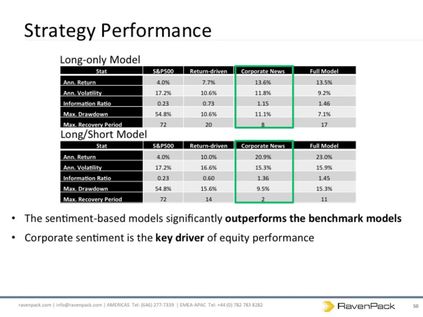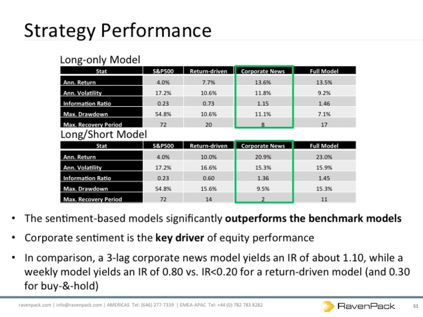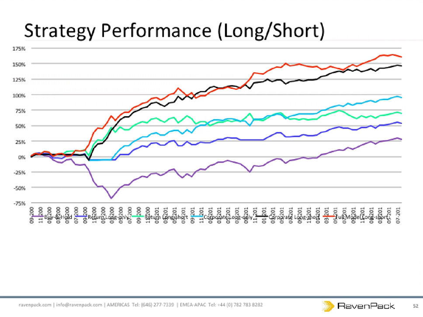Generally, we find that the macro indicators add most value on the monthly horizon and when including longer lag periods. In contrast, corporate sentiment shows similar performance in a 3-lag model with an information ratio of 1.10 and also seems to hold predictive value on the weekly horizon with information ratios of 0.8 in comparison to less than 0.3 for our return-driven and buy and hold benchmarks.